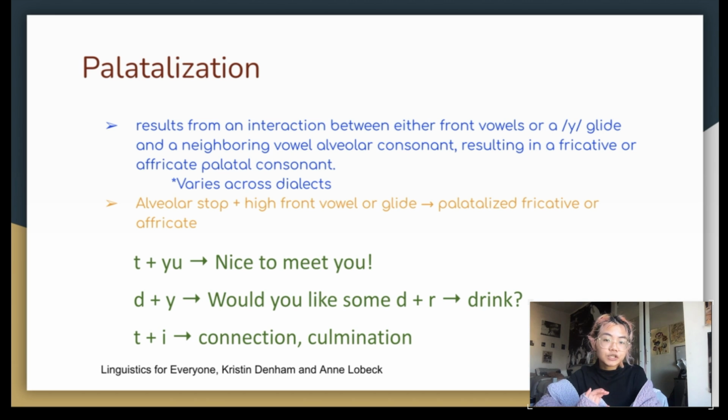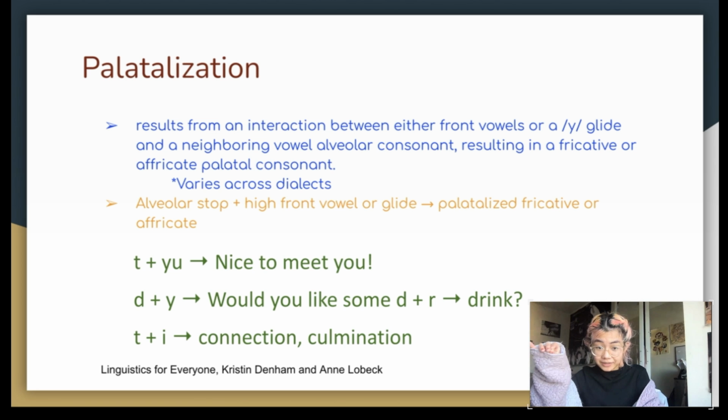And palatalization, it results from an interaction between either front vowels or a palatal glide and a neighboring alveolar consonant, resulting in a fricative or an affricate palatal consonant. So for example, T plus Y in nice to meet you becomes nice to meet you, and D plus Y in would you becomes would you, and D plus R in drink becomes drink.